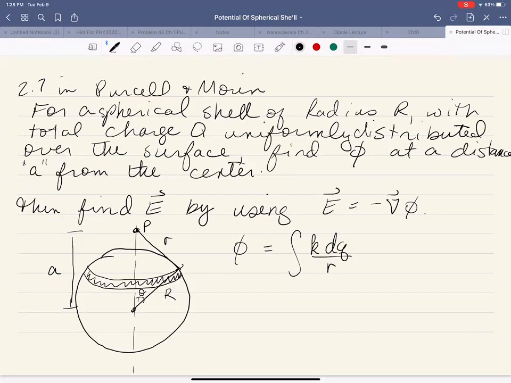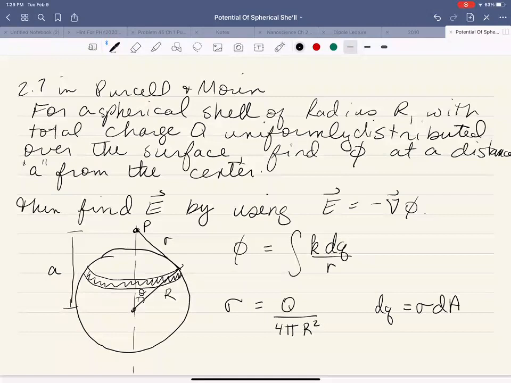But remember that in order to integrate over dq, you need to translate that using the charge density appropriate to the problem. Well, this is a surface charge density because it's a spherical shell and the charge Q is uniformly distributed over the surface. So we're going to use sigma for our surface charge density, and here it is uniform. It's the total charge, big Q, divided by the total area of our spherical shell, which is 4 pi big R squared. So that's our surface charge density, right? And then our dq would be equal to sigma times dA.